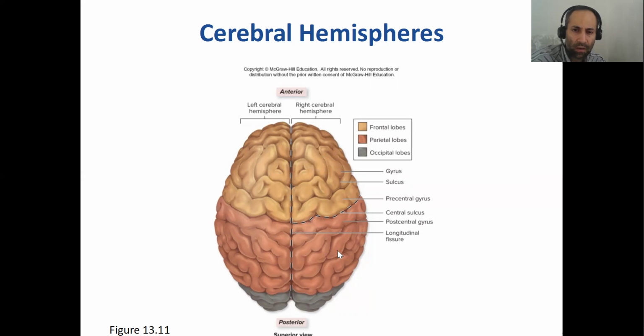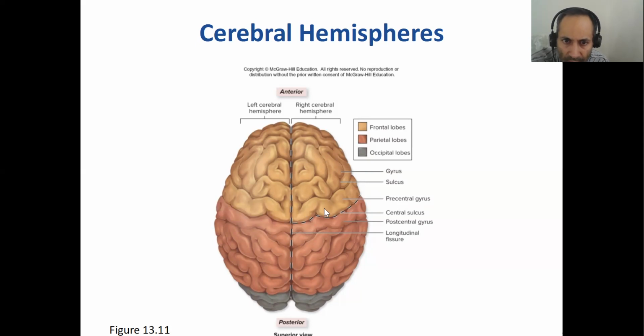Then these two in a different color are the parietal lobes. In the parietal lobes, you have the body movement center, which is called the primary motor cortex. And then you also have the primary sensory system, the somatosensory cortex. Where are they found? Very simple. So here is your central sulcus. We talked about this before, right?